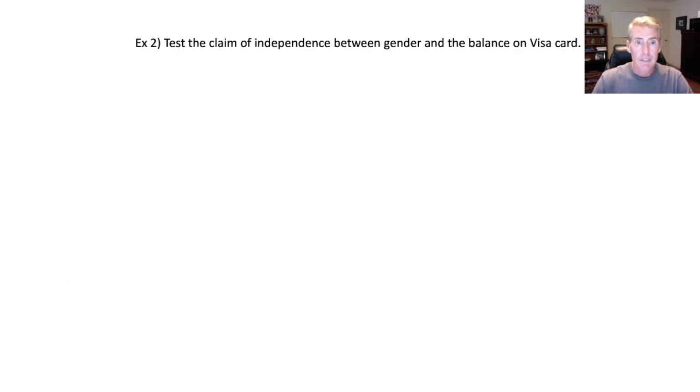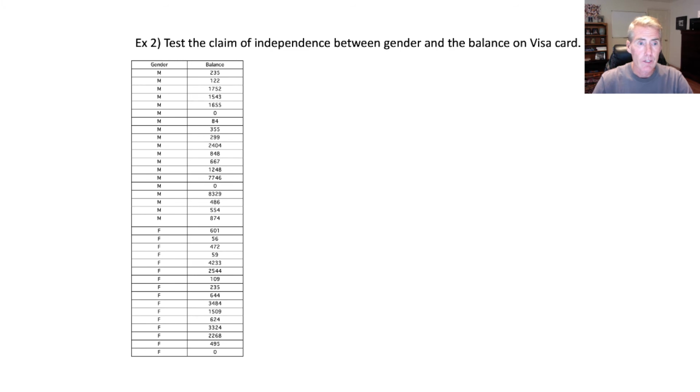How about testing the claim of independence between gender and the balance on a Visa card? So here is a whole list of data. Notice that it's already been separated. Here's the men, and then here's the females. So men and women divided at this line right here. So when I make the table, I'll use men and women, and I need to know how many men and how many women there are. So just start counting those, and I'll show you that in just a second.